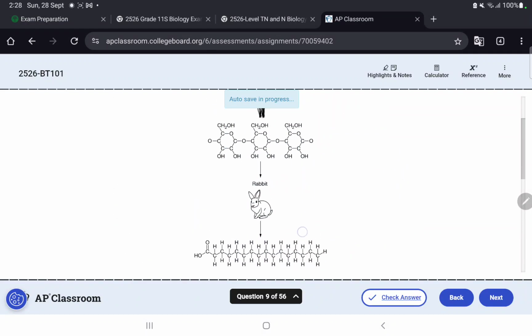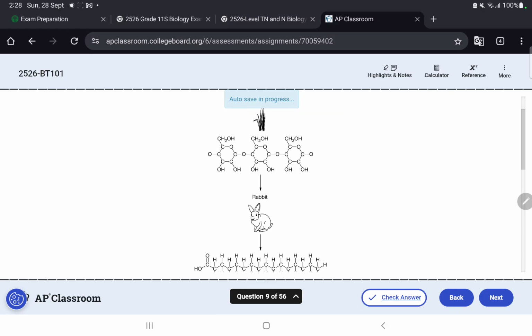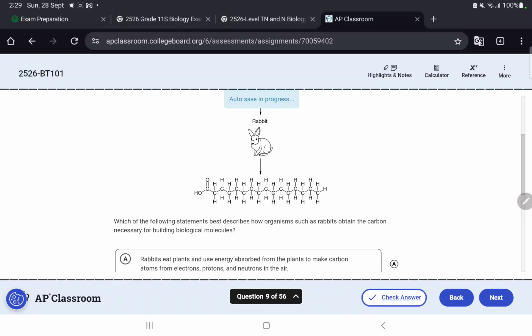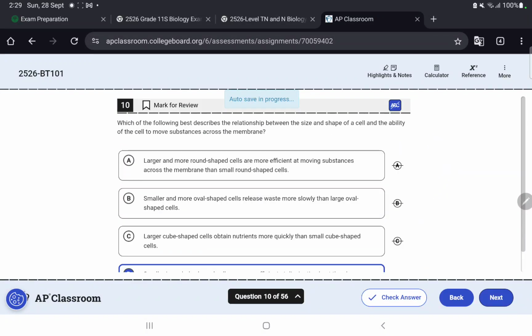So the plant originally has carbon. The rabbit eats the plant, breaks it down, and then extracts the carbon. Okay, so the plant has carbon, the rabbit does not. The rabbit eats the plant, breaks down the plant, extracts the carbon and the other nutrients it wants, and then rearranges it into its own molecules, into new carbon-containing molecules.